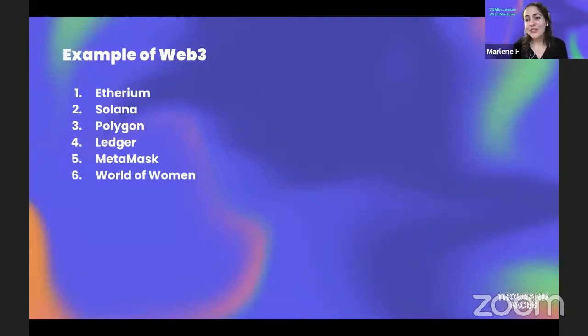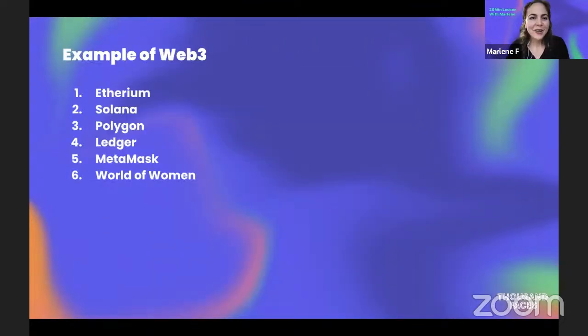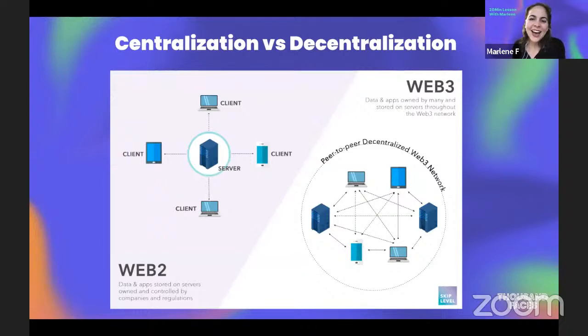For now, we have different examples of companies that are already in Web3: Ethereum, Solana, Polygon, MetaMask, a lot of NFT companies, World of Women. There's endless. I missed a picture here, but you get the idea. We move on to the next slide.